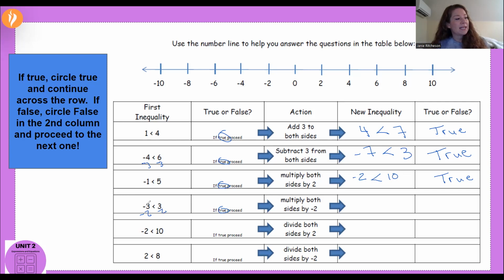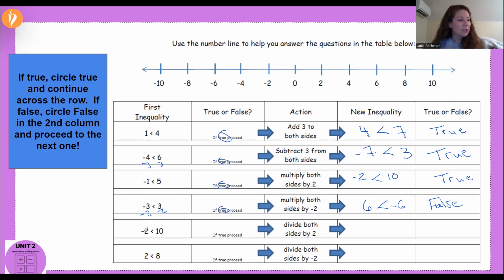So what's -3 times -2? That would be +6. And 3 times -2 is -6. So is this still true? Is 6 less than -6? No, it is not. It is false. Did you guys get that one right? Did that one trick you?